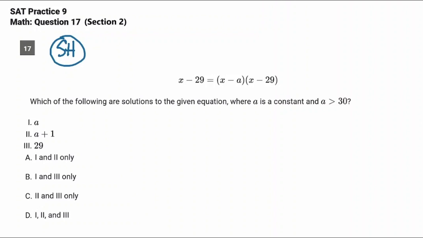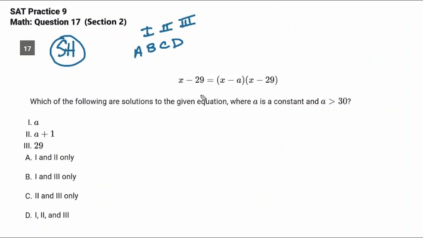They're really hard. You got this equation. Which of the following are solutions to the given equation where a is a constant and a is bigger than 30? So the way you want to approach problems like this with these Roman numerals is just write the Roman numerals and then write A, B, C, D so you can cross off. And the second thing, I just want to talk about the way the problem is written. Which of the following are solutions? And then every one of these answer choices has more than one solution.